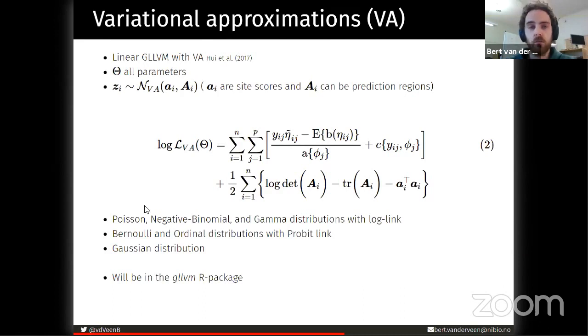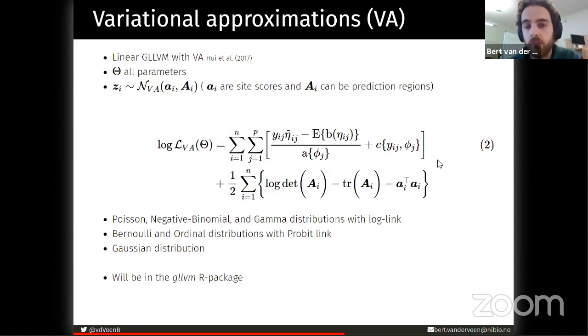But since the latent variables are treated as random, we need to integrate them out. For that, we used variational approximations because Laplace wasn't suited. Francis and colleagues wrote an approach for the linear GLLVM in 2017, which we here extend, where we have a vector of parameters theta. And now we assume that Z follows a multivariate variational distribution with site- and latent-variable-specific means, and this variance covariance matrix.